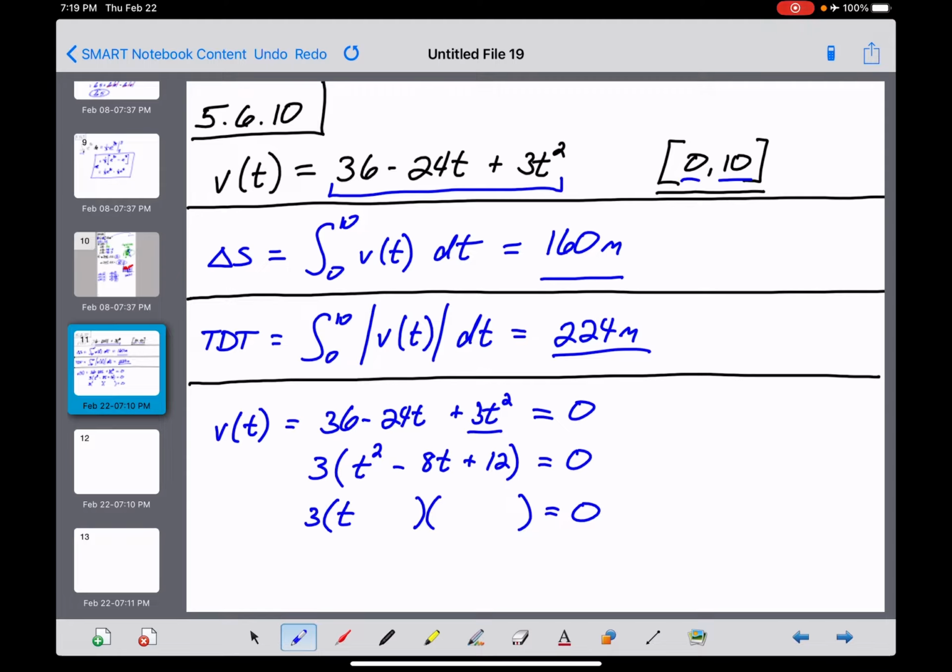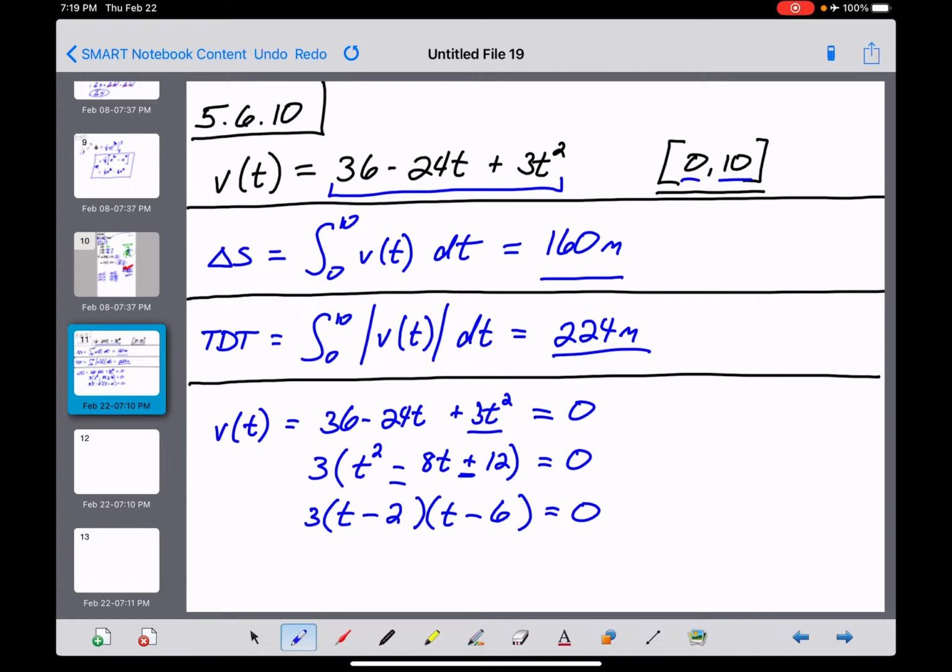Let's see if I'm right here. This is going to be a t and a t. Signs look like they're going to be the same and both negative. So minus, minus. And I'm looking for two numbers that multiply to 12 and add up to 8. So that looks like it's going to be a 2 and a 6. All right, so we've got a factored expression right now.